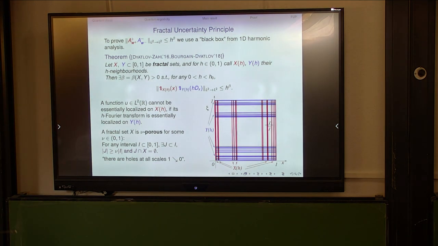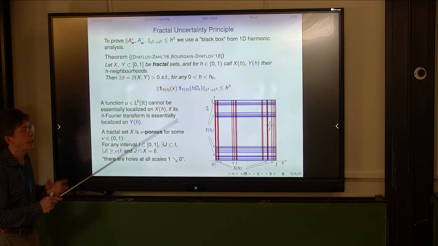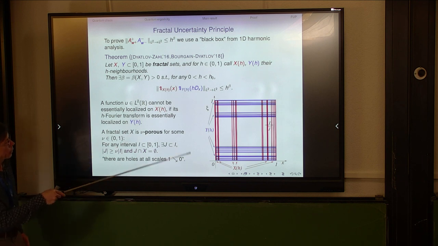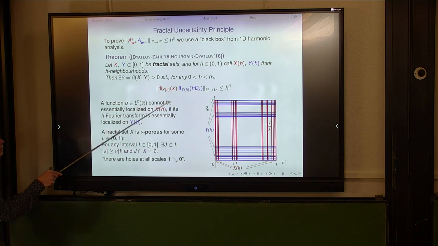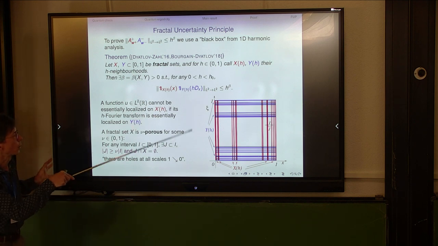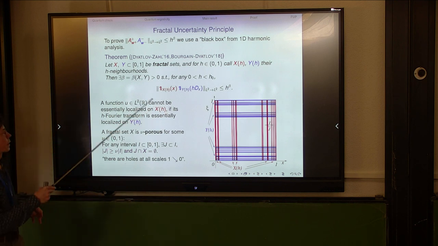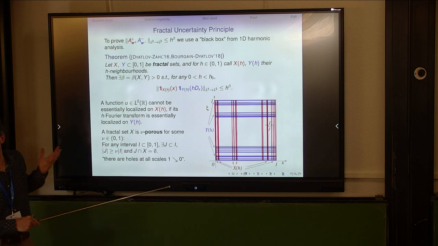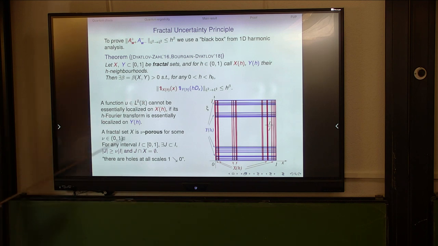And you ask yourself, is it possible to squeeze a quantum state, an L2 function, in Fourier space inside this y of h, this thickened set y? This is represented by this vertical coordinate, the Fourier coordinate here. Can we squeeze this state and simultaneously squeeze the function itself inside this x of h, this thickened fractal set? If this would be possible, then the product of these two operators applied to u would be approximately equal to 1. And the statement is that this is not possible, namely the product of these two operators has an L2 norm which is small when h goes to 0.